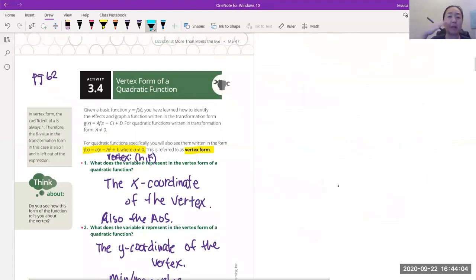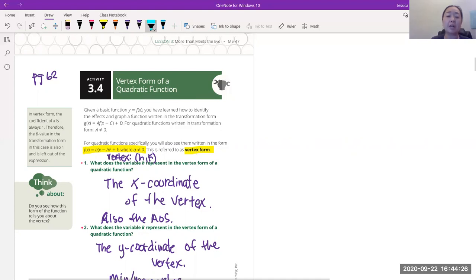So now you're going to flip your page over to page 62, right? We're skipping all that transformation stuff. We're not going to learn that this time around. And if you notice right here, just take your highlighter, you're going to highlight this part right here. This is what we call the vertex form. This is the third form, all right? If you look at the title right here, vertex form of a quadratic function, that would also tell you too. So this is called the vertex form here.